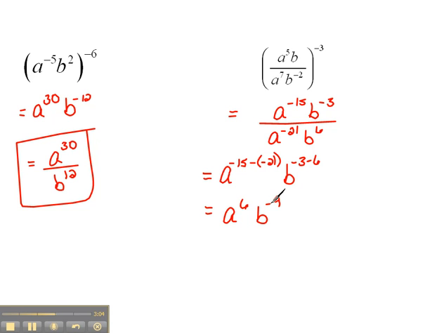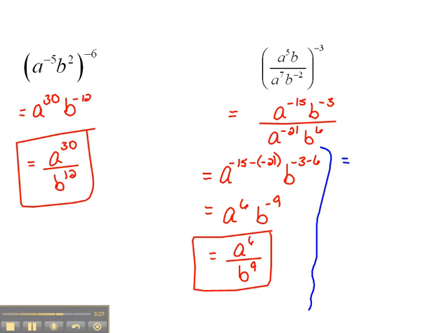Now this negative 9 says that the b is in the wrong position because of the negative exponent. So in order to correct that, we need to put it in the proper position. So we're going to put it over b to the 9th. That's one way of looking at it. Another way of looking at it is, let's start back from this exact same step.